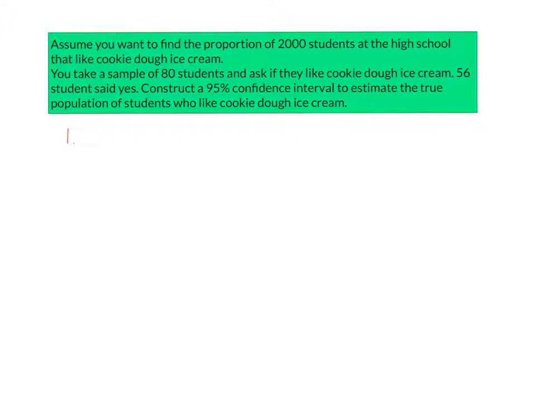So step 1 here is to find our sample size, which is 80, so we know that, and our sample proportion, which is p hat. To find the sample proportion, it's the number that actually like the cookie dough ice cream over the total sample size. So if you calculate that out, our p hat would be 0.70. So 70%.